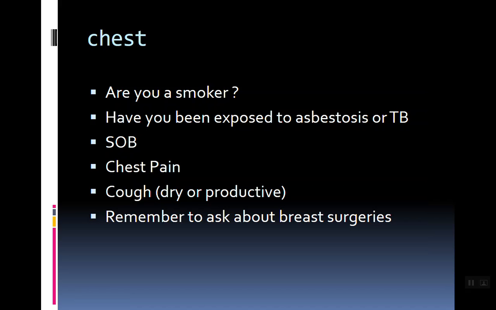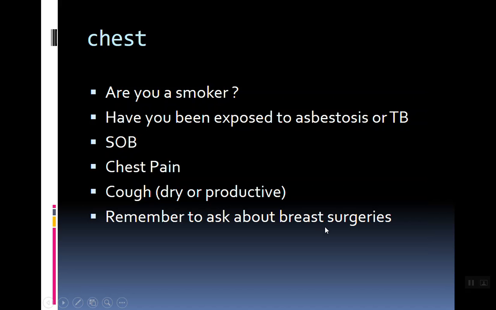For a chest, are you a smoker? How many packs a day do you smoke? If they say they quit, how long ago did you quit? Have you ever been exposed to asbestos? That's an important thing to ask. Are you having any shortness of breath? Are you having any chest pain? If they say I have a cough, is it productive or is it dry? That's a good thing to ask so you can let the radiologist know.